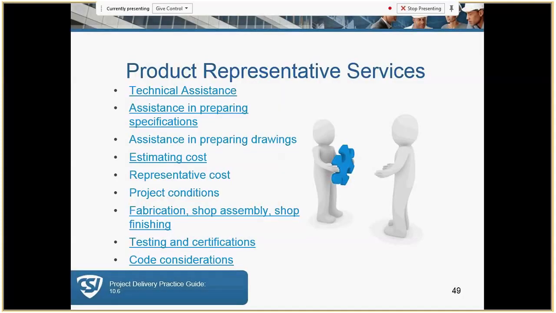So, product reps. This is an area that I think has really changed. I personally rely on our product reps. They are our technical assistants. They assist in preparing the specs and drawing, in estimating costs. They are, to me, an invaluable service. Whenever somebody is proposing something I'm not familiar with, I usually do reach out to that product rep to make sure that we're all in agreement that what we're using is the right product for the right application.